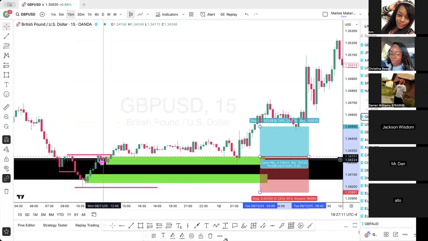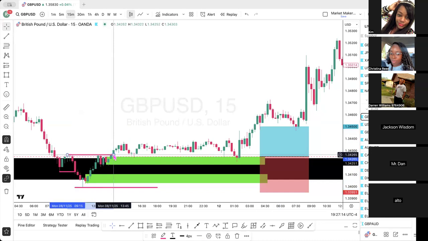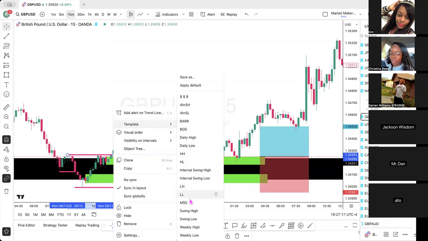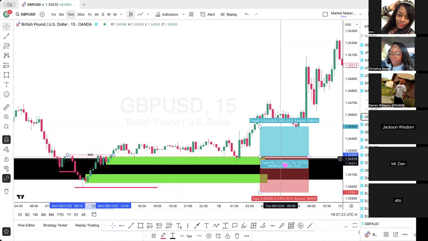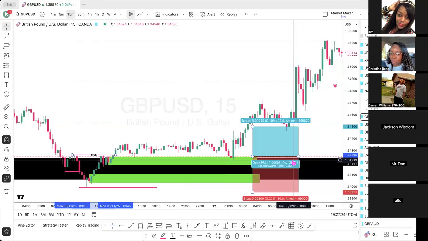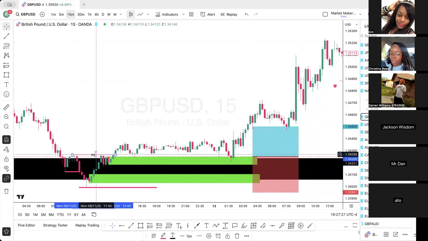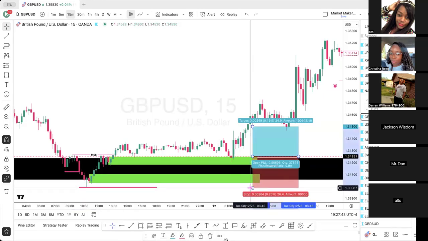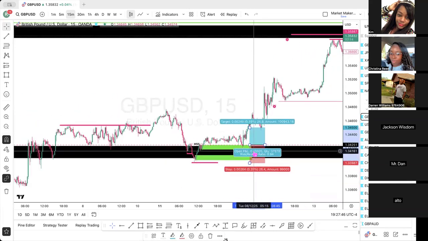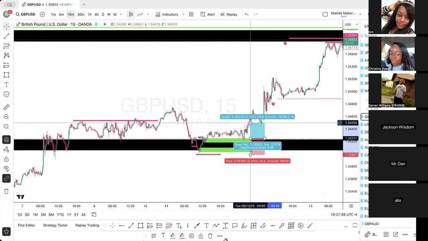But once you got your shift in structure, right? You can mark up the zone. You can look for your demand zone to get a cleaner entry. You have to remember you have to cover the low, your swing low, you have to cover that. And then you just take it up to your next zone.